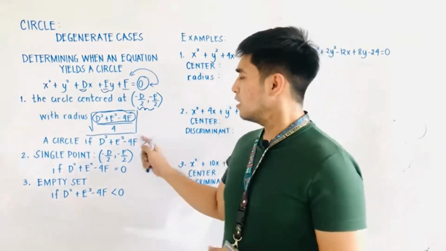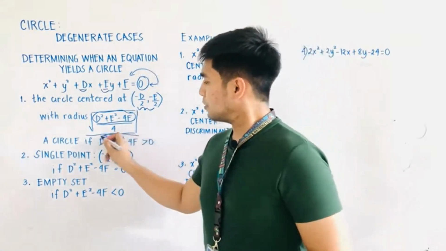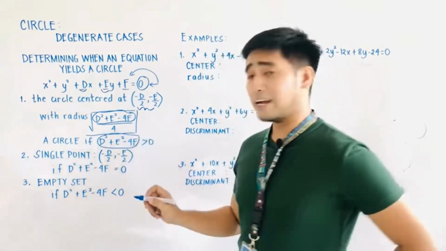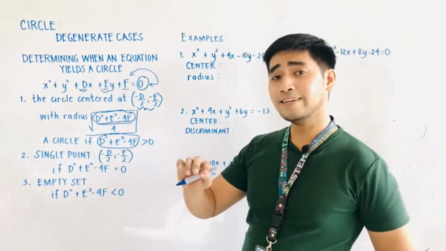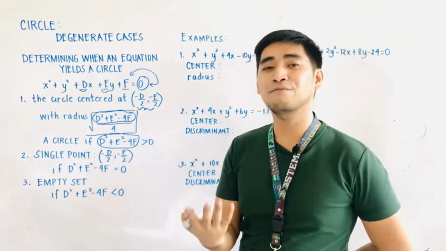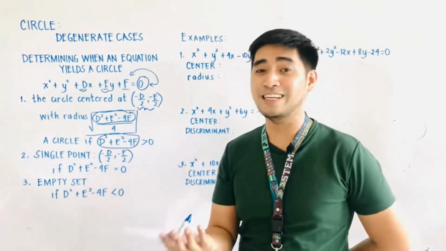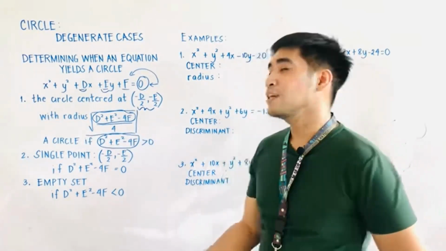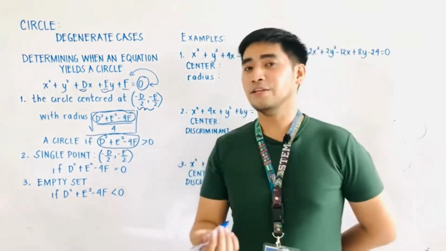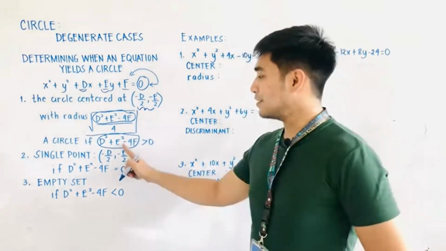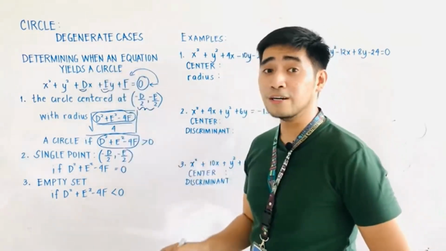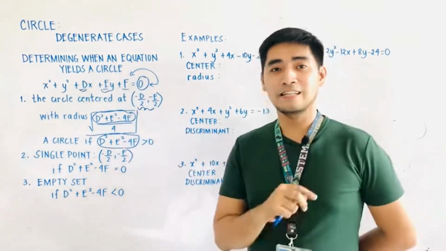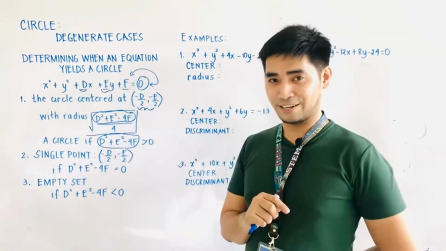In case d squared plus e squared minus 4f is greater than 0, for example we have 100, 1,000, 1 million, it is greater than 0. Therefore, we could finally say that our equation is really a circle. Again, if d squared plus e squared minus 4f is greater than 0, based on the given equation, we could finally say that our equation really yields a circle.